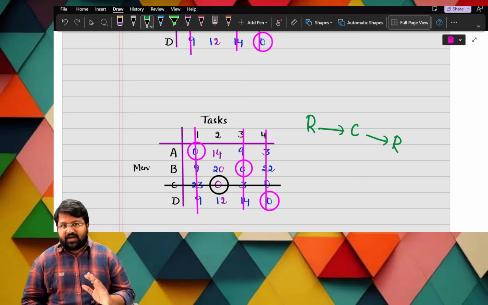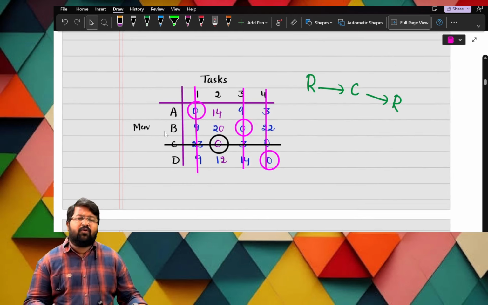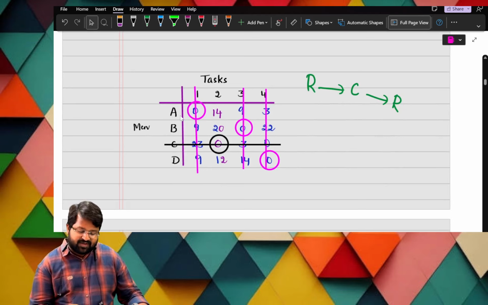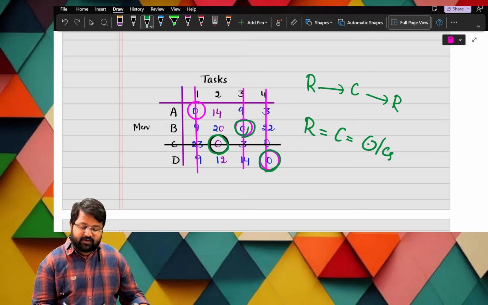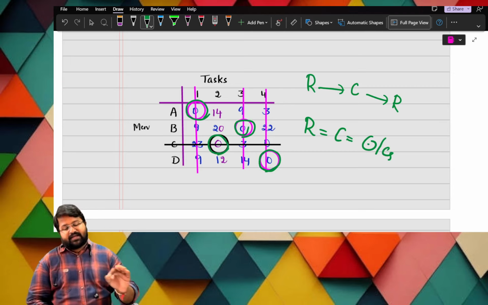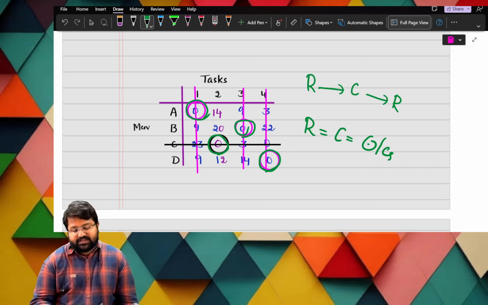Then what do I have to do? Here I have to check one thing: whether the number of rows is equal to the number of columns, which is equal to the number of circles. These are the circles. So what is the number of circles available? There are four circles available.